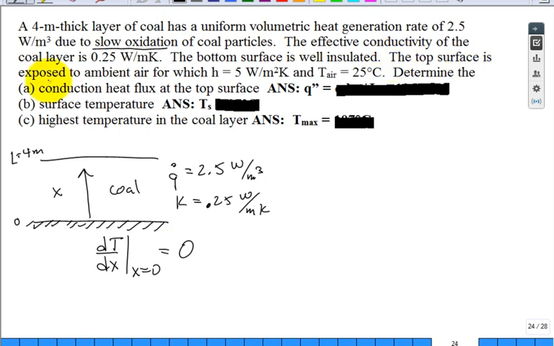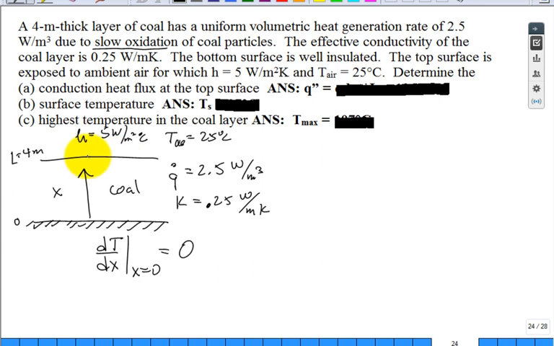The top surface is exposed to convection with the h given of 5 watts per meter squared degree C. And hey, professor, you just changed it. I know I do that all the time. Sorry. And then the T infinity temperature of the air is 25 degrees C.